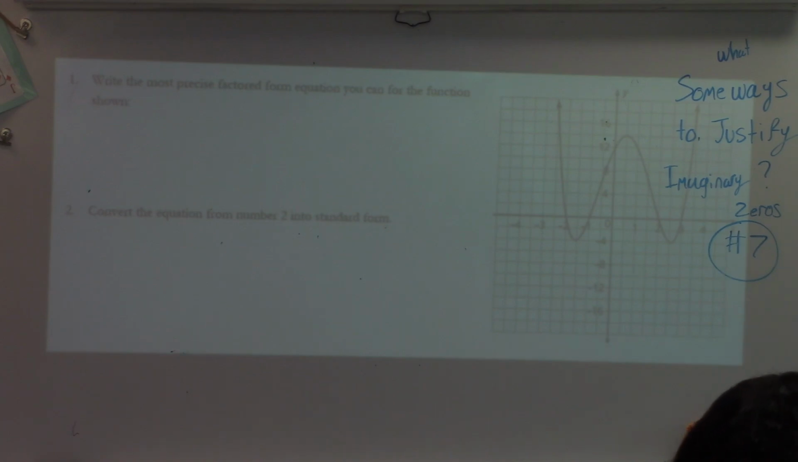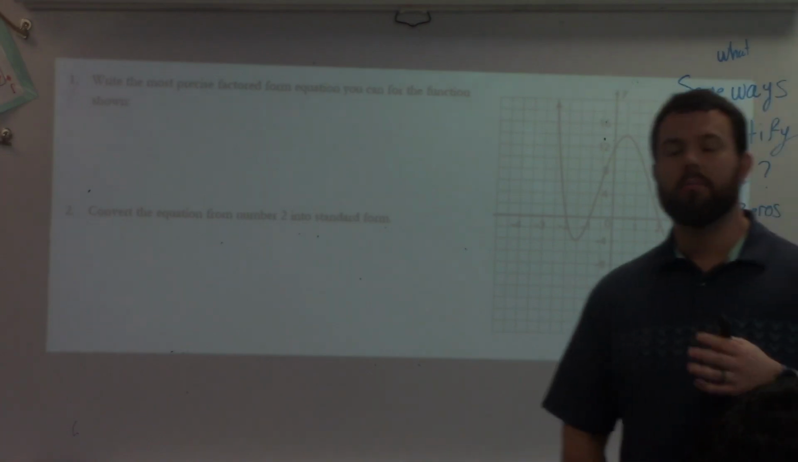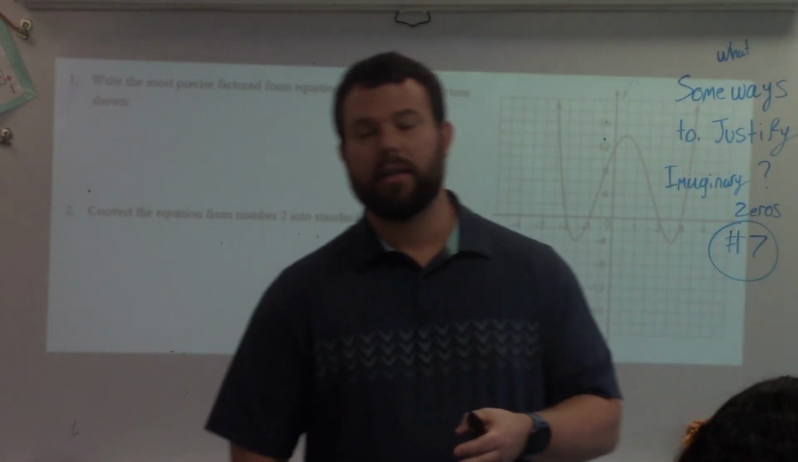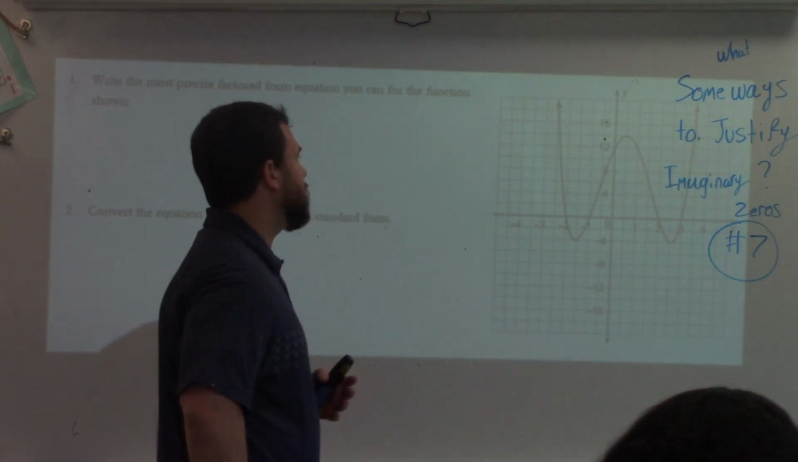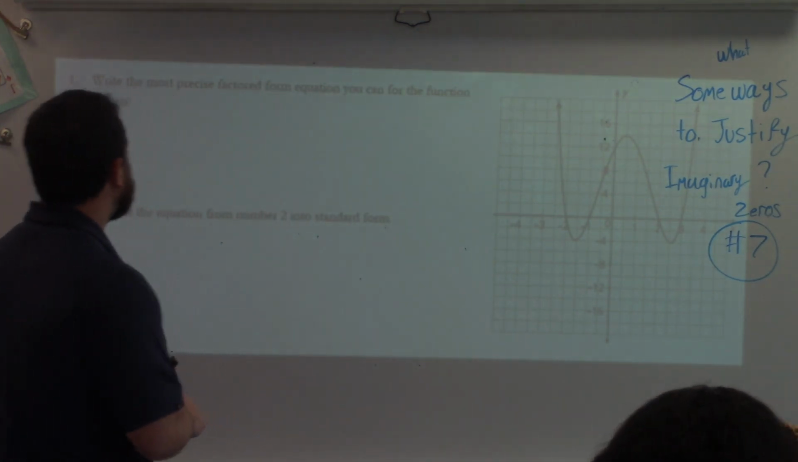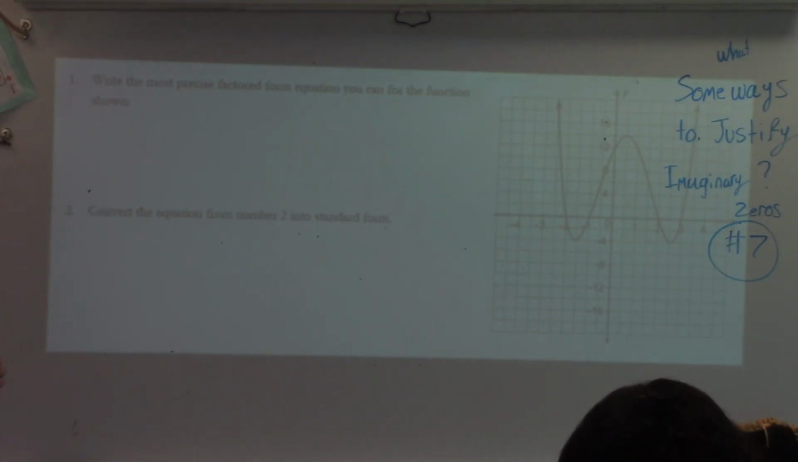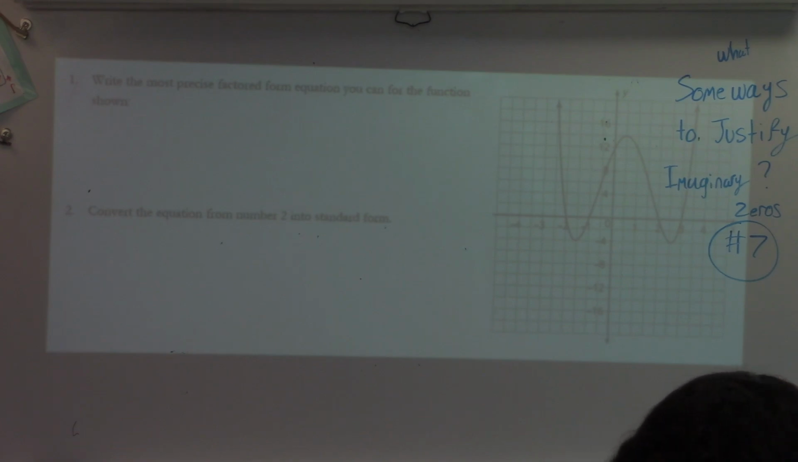But right here, with number 1, I'm going to go over this one pretty intensely because this is actually one of the book pages that we're going to look at later. So go ahead and write some notes as we do this so that you have that as a reference as we go through it later. But write the most precise factored form equation you can for the function shown. So what do we need if we're going to write the factored form? Did I hit record on that? This was blinking? Okay. What do you need?